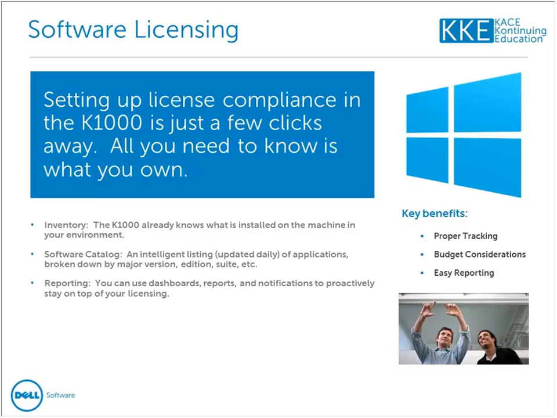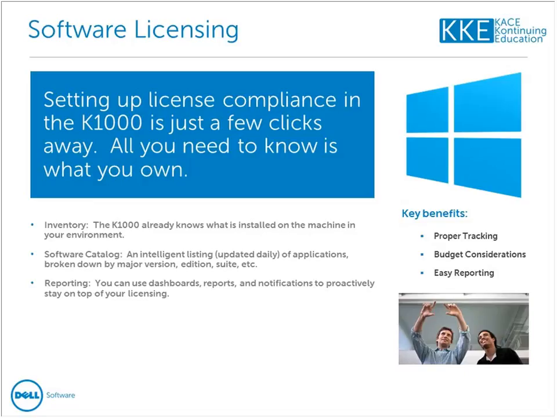There's a couple different things that combine here. The first is you have your inventory, your software inventory and software catalog. The K1000, using its agent, knows what your machines have on them. We know what software is there. We have the software catalog, which we'll explain a little bit more about in a second.